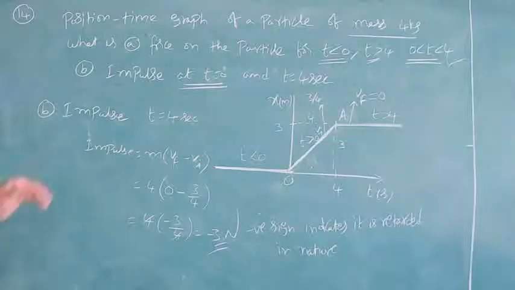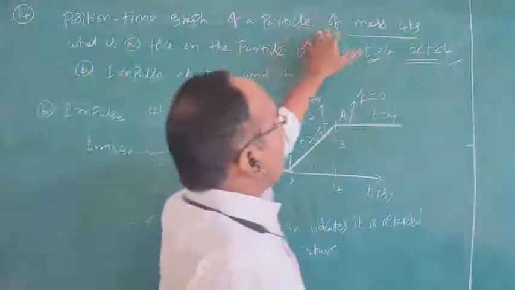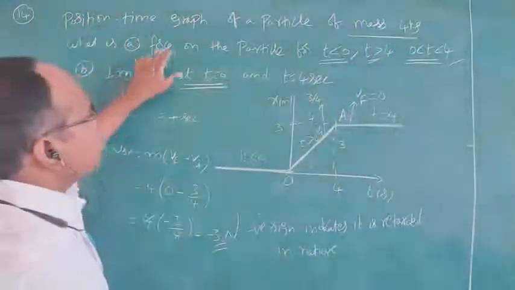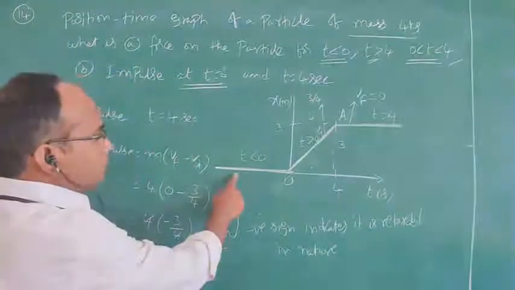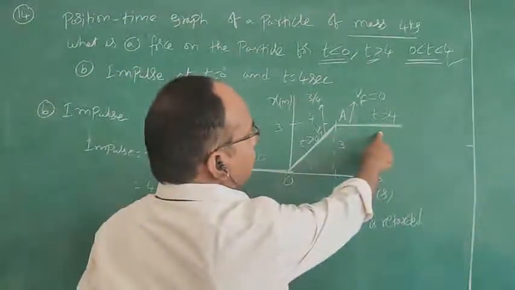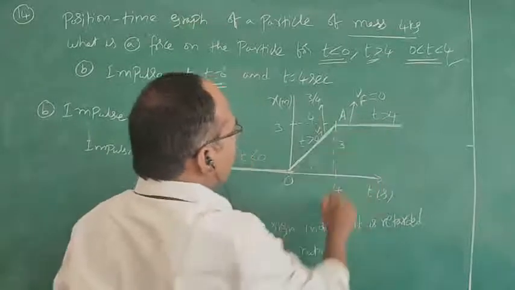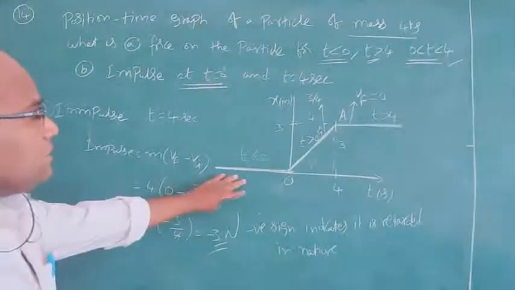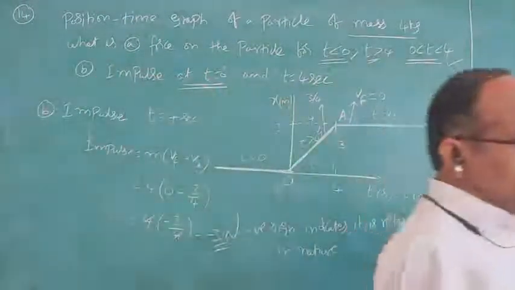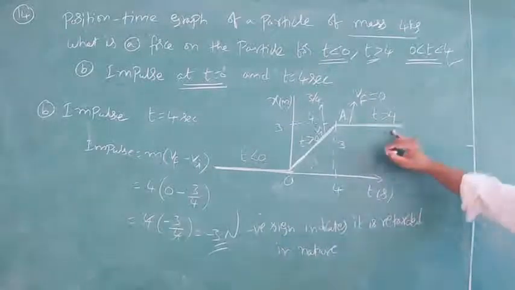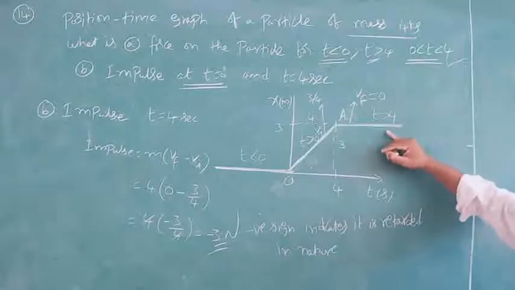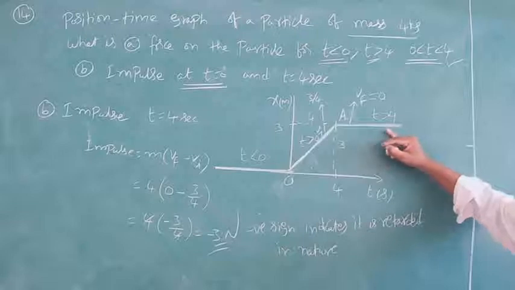Once again, the position-time graph of a particle of mass 4 kg is given. What is the force on the particle at t less than 0 and t greater than 4? At t less than 0 I did, and t greater than 4 also we did. This is constant. So what is the meaning of this? V is constant, therefore the body is at rest, and constant velocity means acceleration is also zero, so force is also zero.